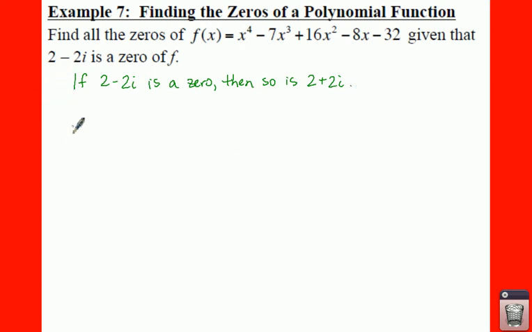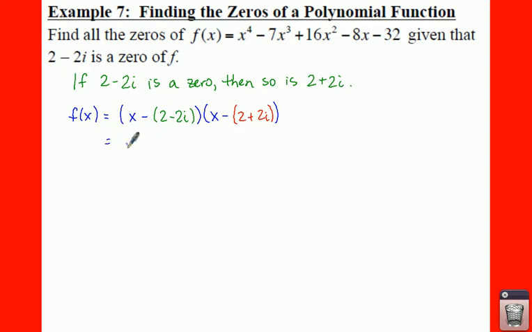So what that tells us is if we have this polynomial f of x equals x minus 2 minus 2i and x minus 2 plus 2i, we can find an x squared, so a polynomial that has a degree of 2, that is a factor of x to the fourth. And this would take care of 2 of our 4 zeros. So let's go ahead and find this.